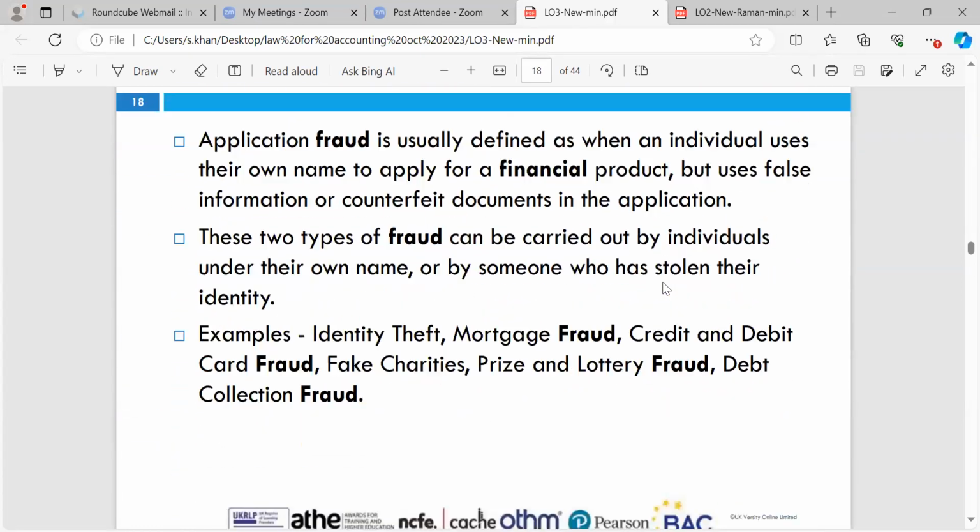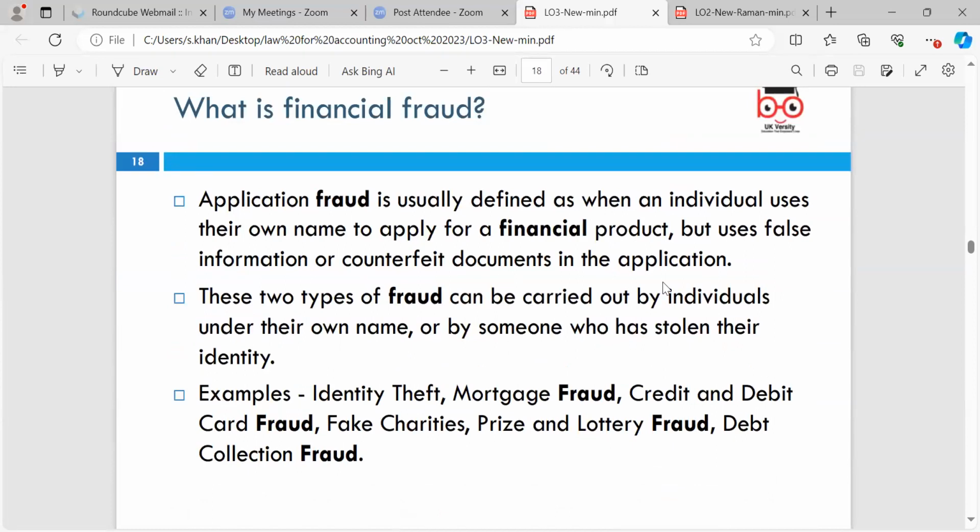What is financial fraud? Application fraud is usually defined as when an individual uses their own name to apply for a financial product, or uses false information or counterfeit documents in the application. Two types of fraud can be carried out: by individuals under their own name, or by someone else who has stolen their identity. Examples include identity fraud, mortgage fraud, credit and debit card fraud, fake charities, prize and lottery fraud, and debt collection fraud.